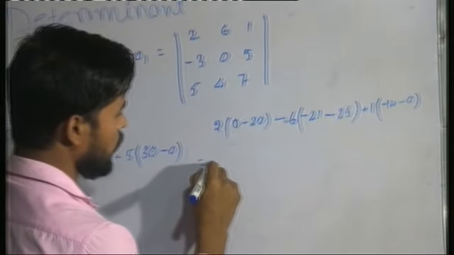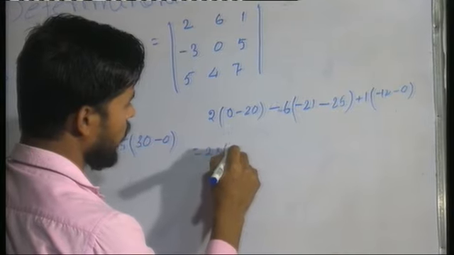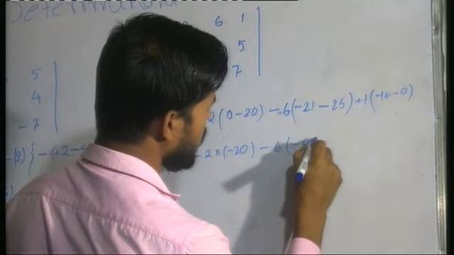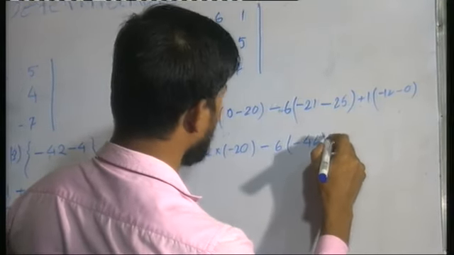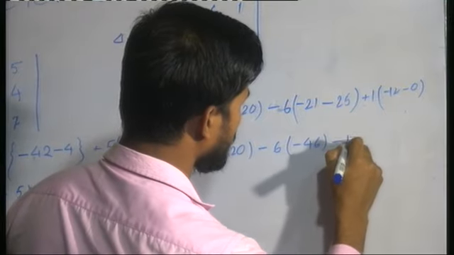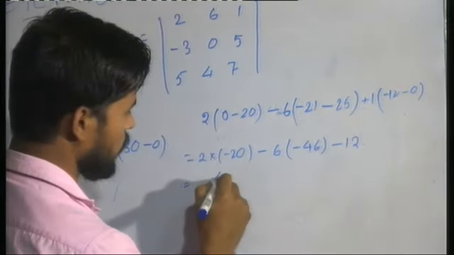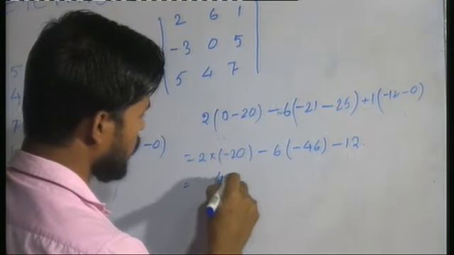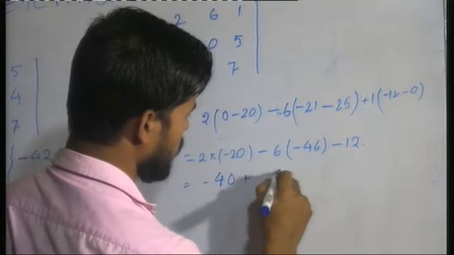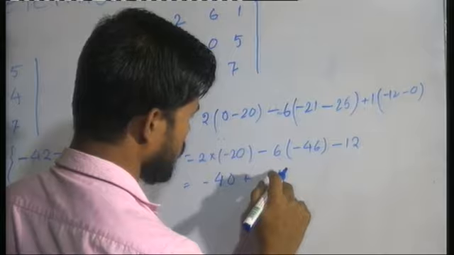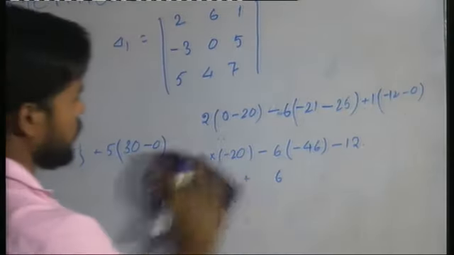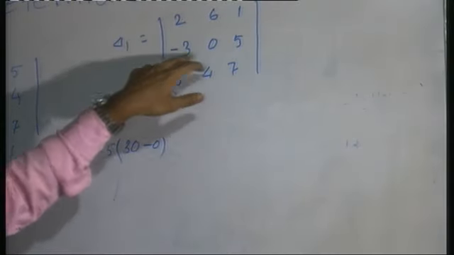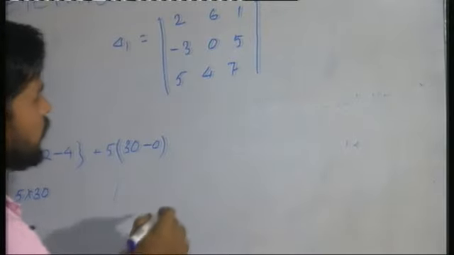So that is equal to 2 into minus 20 minus 6 into minus 46, and that is minus 12. So that is 4 minus 40 plus, excuse me, 1 second. I'm expanding the determinant along the second row. It contains a 0, so it will be easy.